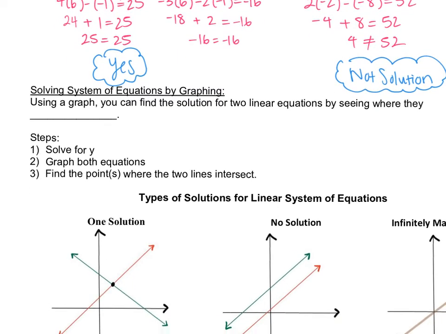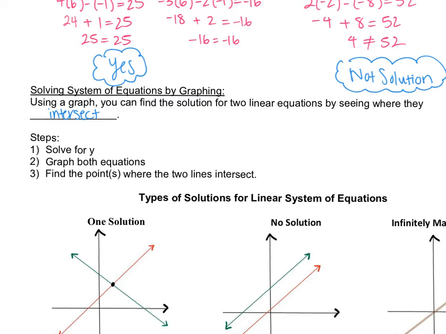So when you graph, the key is that using a graph, you can find a solution for 2 linear equations. So linear equations are equations that look like a line, kind of like these guys here. And what you do is you see where they intersect. So when you graph 2 lines, you're going to see where they intersect, and that coordinate they intersect at is the solution that you have.